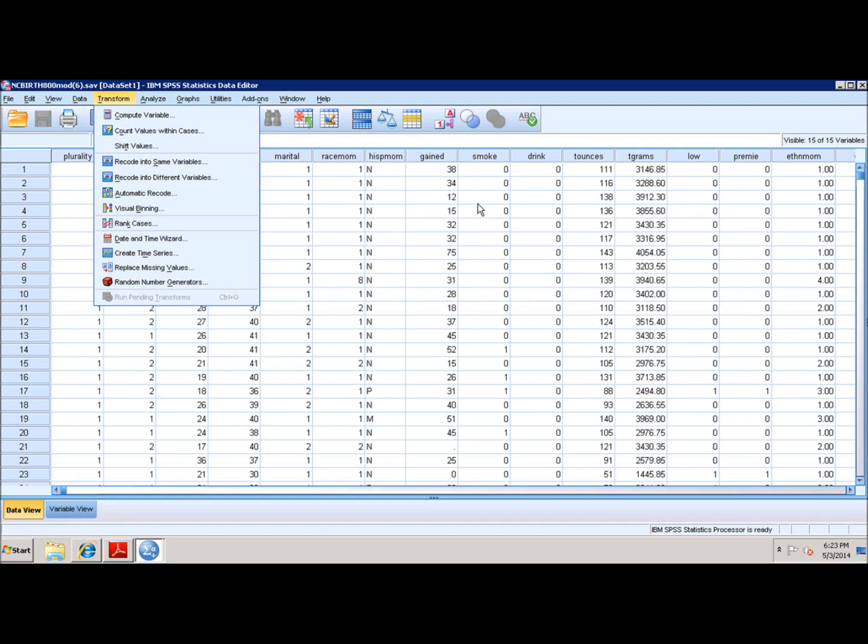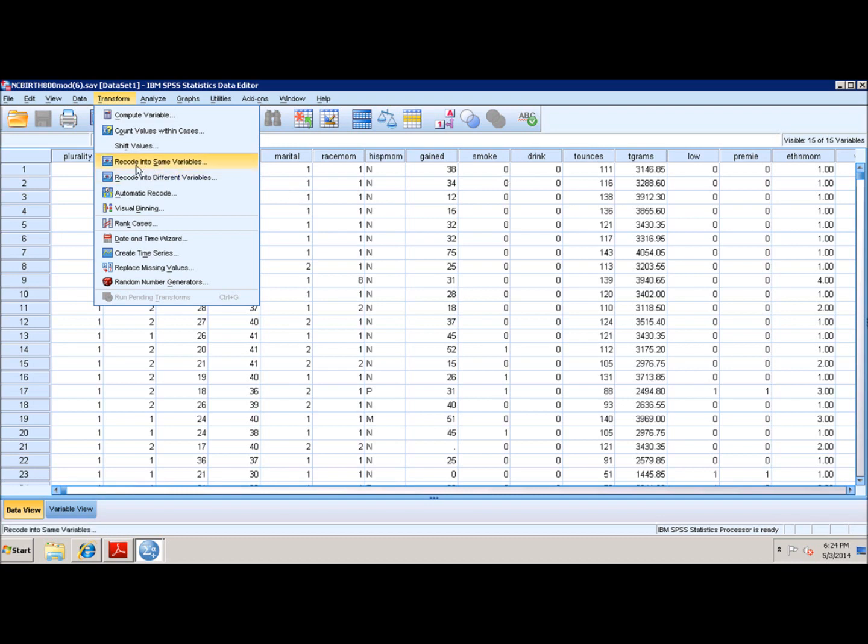Let's say I wanted to keep this variable smoke and create a new variable with new values. You can just do recode into different variable, and you would need to make a different variable name, for instance smoke new or smoke 21 or whatever you wanted to name it. Then you can look at the two variables side by side, and you'll see that all your zeros would have changed to, in this case, a 2, and the 1s would remain 1s. So you would have a new variable with the values recoded as you wish.